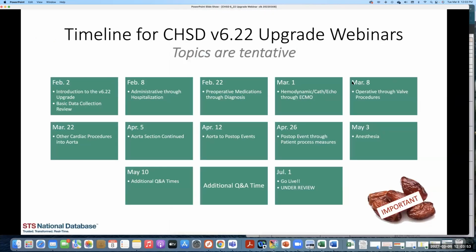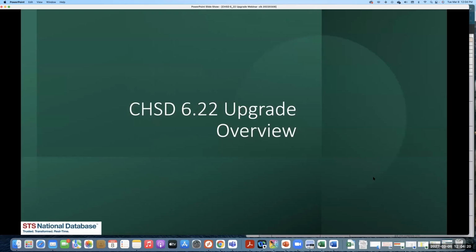So today is March 8th, starting on operative. We have calls on the dates listed here. Currently, we have a go live listed as July 1st that is under review with the task force. They have a call next week, and we'll have a decision if July 1st is still set or what the task force wants us to do with that. But we're still aiming for July 1st as of today. All right, and that's all I have on that.